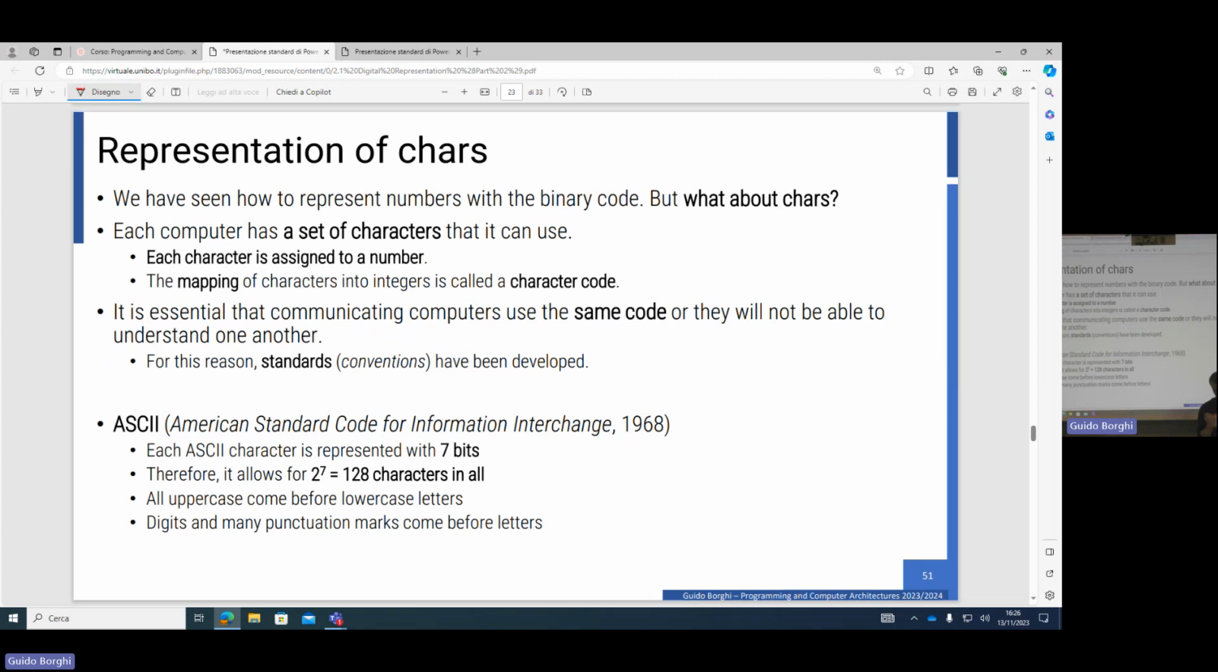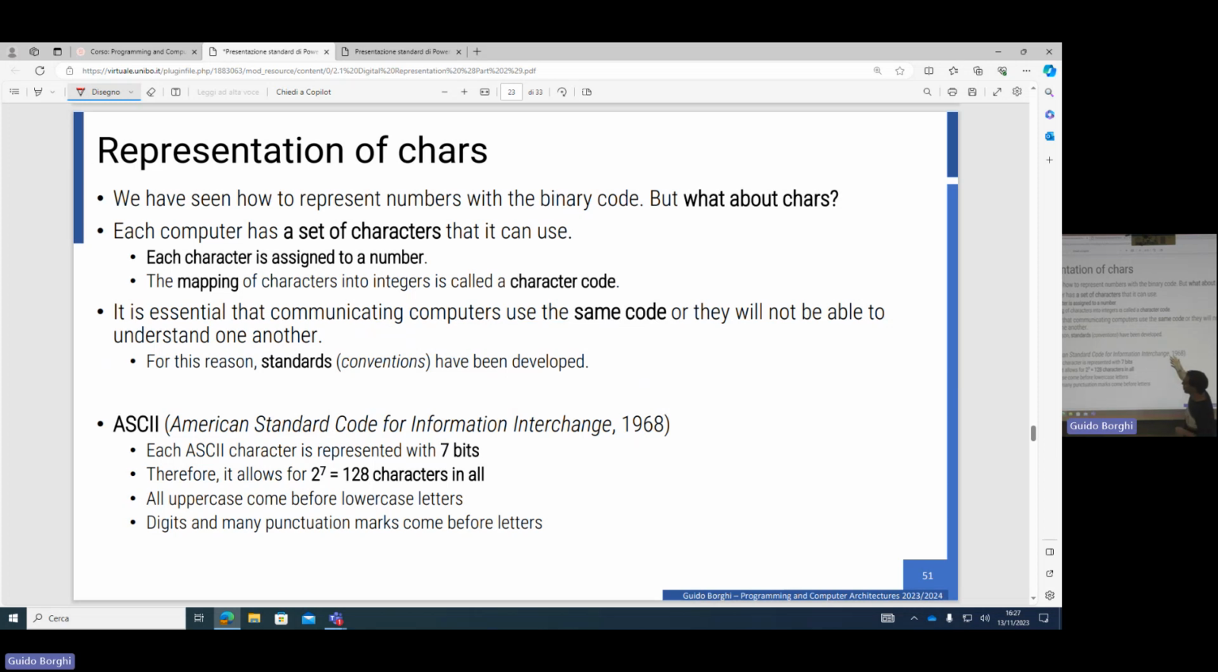If you don't use the same character code, for example, in many mails, you can see very weird symbols, okay? Instead of letters, you can see weird symbols. In this case, you are not using the same character code.